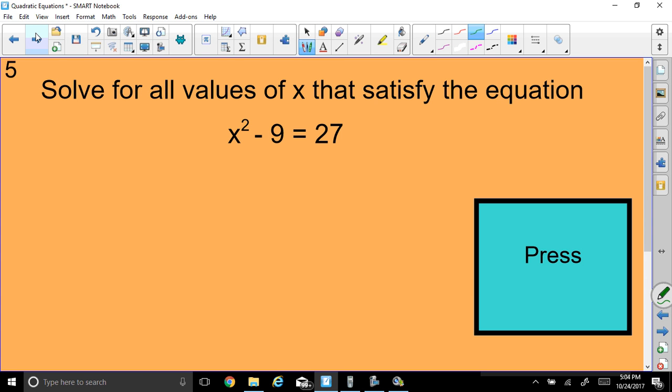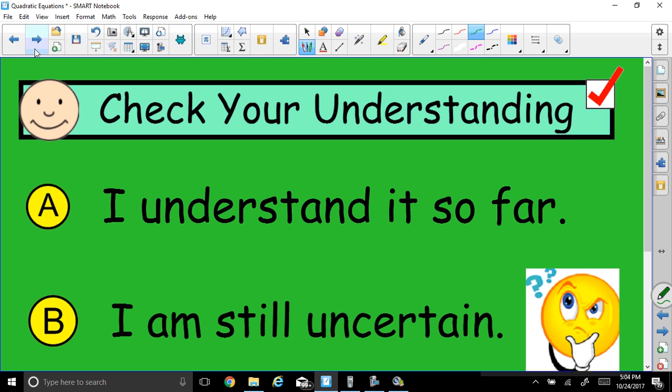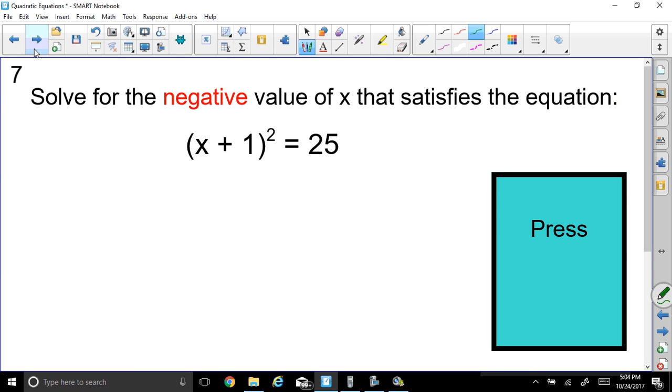Good question. So here's one for you to try. See if you can isolate the x squared by itself and then take your square root, and hopefully you get the answer. Check your understanding. I hope everything's going well with you so far. If you're still uncertain, write down your questions, bring them in.